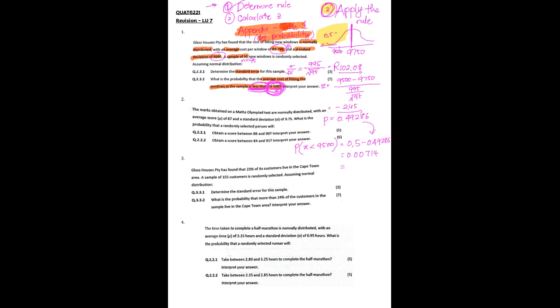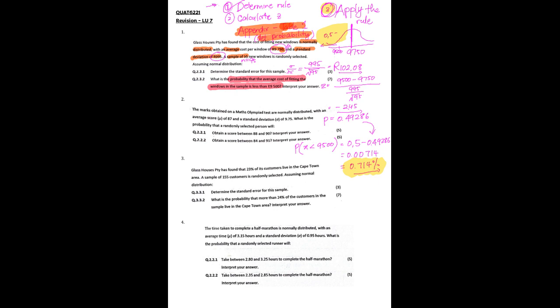Which as a percentage is 0.714%. So to answer the question, simply plug in that answer that you just calculated into the question and let it read as a closing statement. So you'll say there's a 0.714% probability that the average cost of fitting the windows in the sample is less than 9,500 Rand. And that would be your answer for number 1.